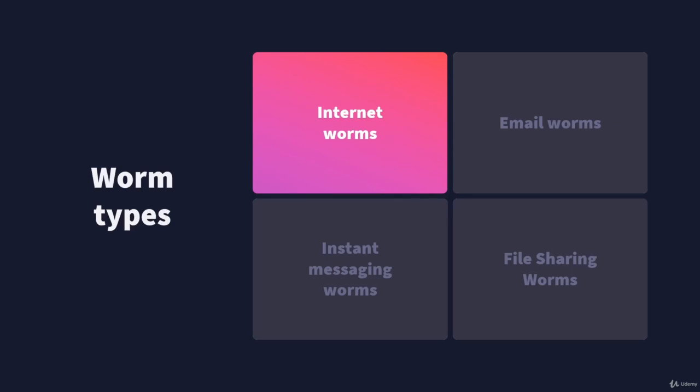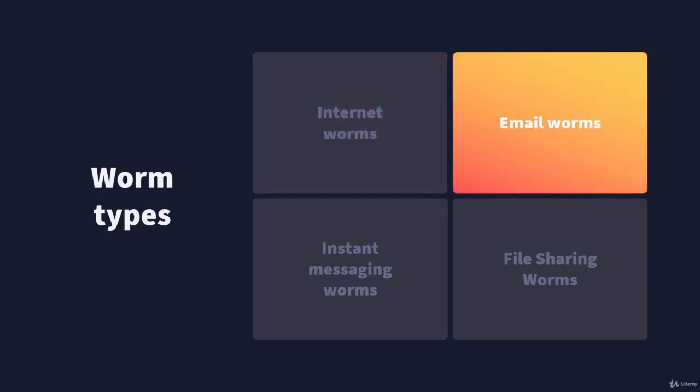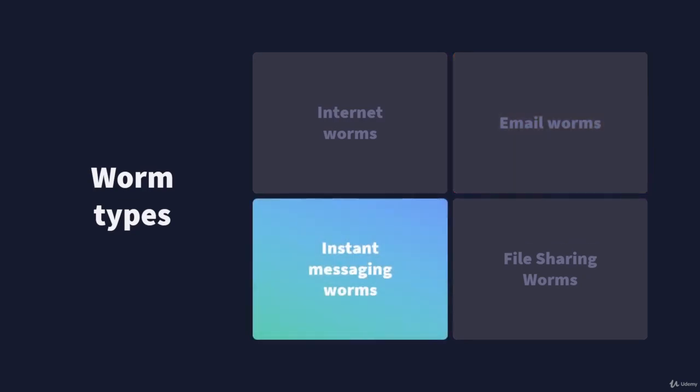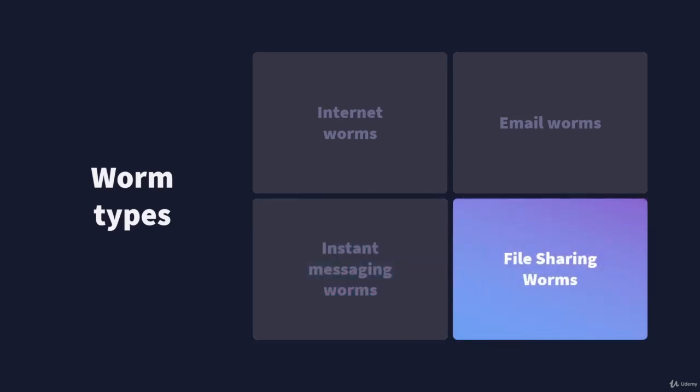Let's have a quick look at some worm types grouped by means of spreading. First type is internet worms. Internet worms scan the network using infected computers in order to find other vulnerable computers. If such a computer is found, the worm will then attempt to connect and infect the vulnerable machine. Next, we have email worms, which spread through email messages which contain malicious attachments or links to malicious websites. Yet another type is instant messaging worms, which spread by sending malicious links via instant messaging applications. Last on our list is the file-sharing network worms, which place a copy of themselves in a shared folder and spread via peer-to-peer network.